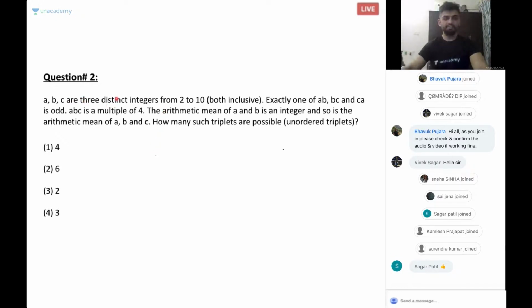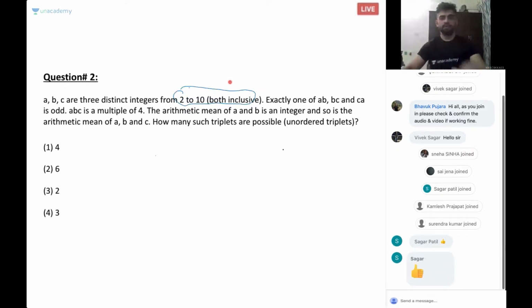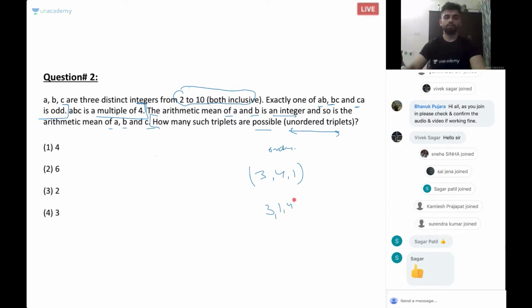A, B, C are three distinct integers from 2 to 10, both inclusive. Exactly one of AB, BC, and CA is odd. ABC is a multiple of 4. The arithmetic mean of A and B is an integer, and so is the arithmetic mean of A, B, and C. Question is, how many such triplets are possible? That is unordered triplets. Order doesn't matter. If there's a triplet, say 3, 4, 1 or 3, 1, 4, we'll consider them as one solution only.